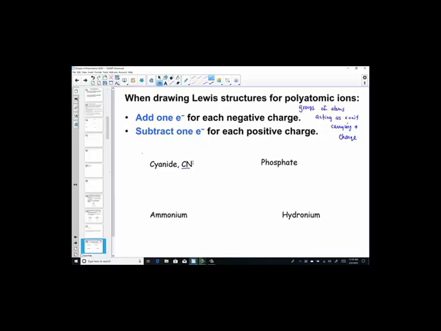It has a carbon covalently bonded to a nitrogen, carrying a -1 charge. Notice that the -1 means that it has 1 extra electron. So when carbon, who has 4 valence electrons living in group 4A, and nitrogen, who has 5 valence electrons living in group 5A, and the -1 charge means that you have an extra electron, you get to add an extra electron to this dot structure that you create. So cyanide is going to be built with 10 dots, 10 valence electrons.